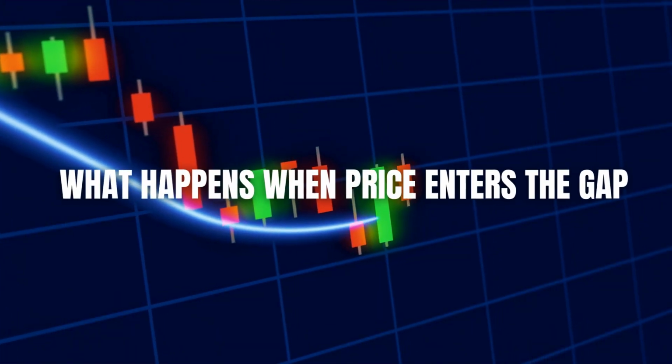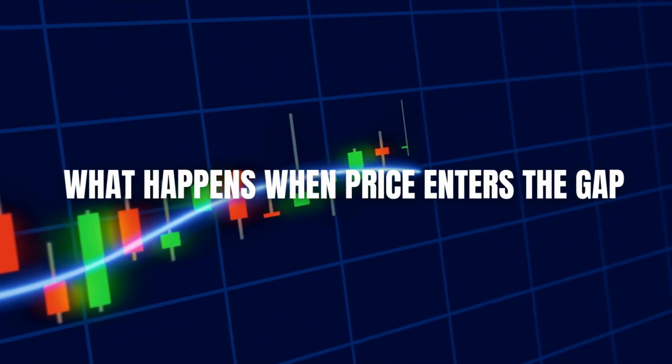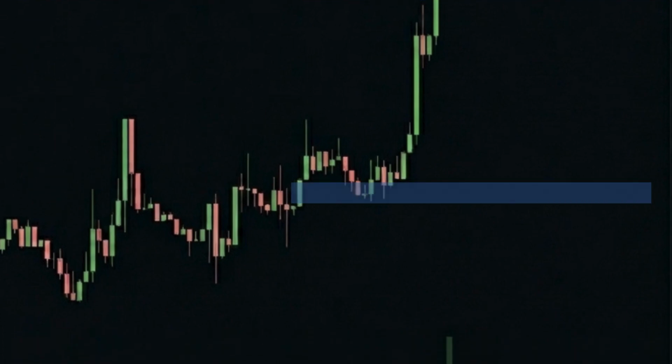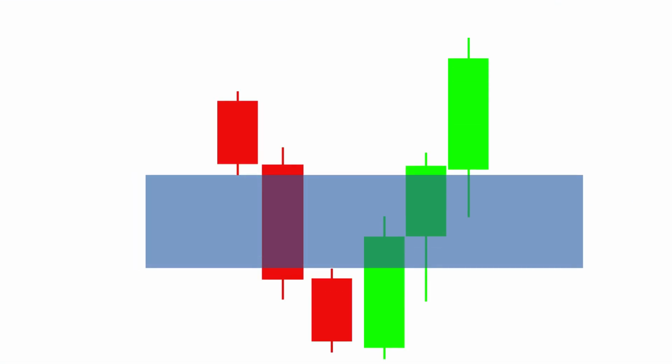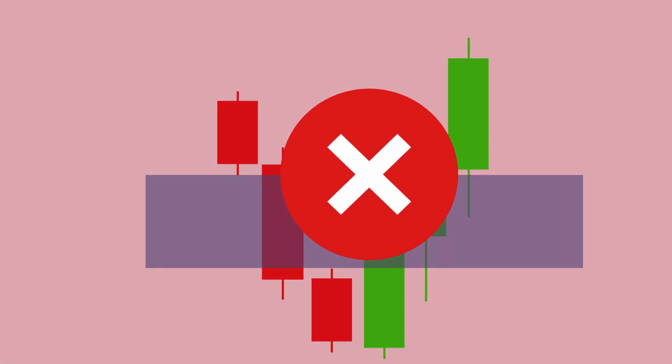And the fourth is what happens when price enters the gap. You want to see price slow down, show some hesitation, maybe form a small reversal pattern inside the zone. If price just blows straight through without pausing, that gap is not holding, and you do not have a trade.